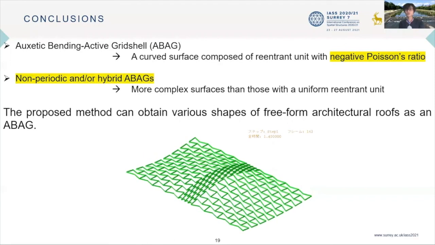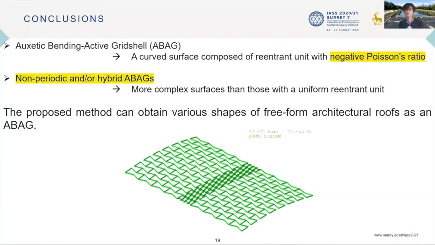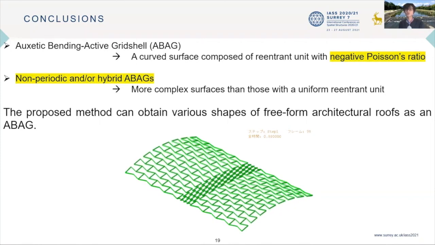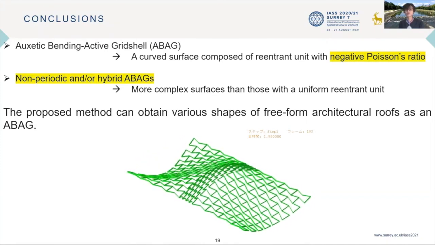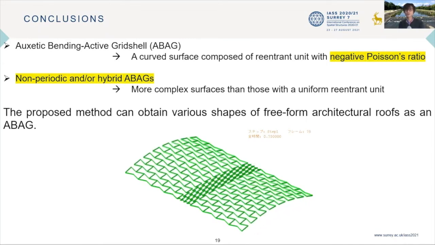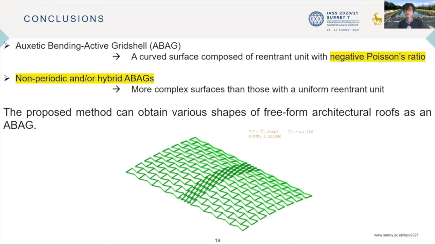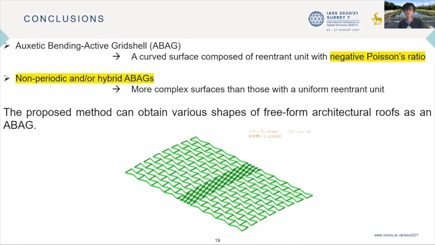The shape design method will also combine active gridshells with non-uniform reentrant units, which generate more complex shapes than those with a single uniform unit. The Gaussian curvature is used to quantitatively evaluate curvatures at nodes on an ABAG. In the numerical examples, we showed the various shapes of ABAGs. This is the end of my presentation. Thank you for your attention.